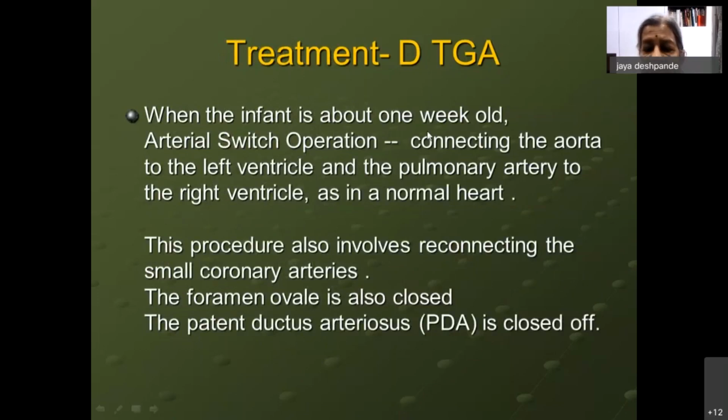When the infant is about 1 week old, then arterial switch operation can be considered, connecting the aorta to the left ventricle and the pulmonary artery to the right ventricle as you would get in a normal heart. The procedure also involves reconnecting the coronary arteries. The foramen ovale is closed and the ductus is also closed off.